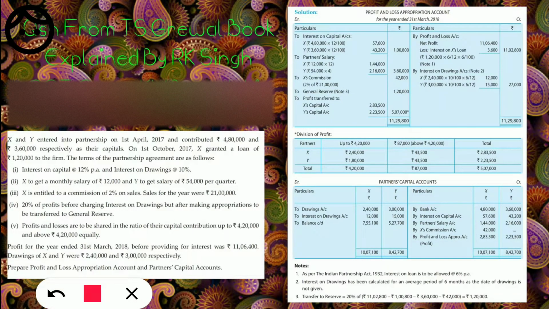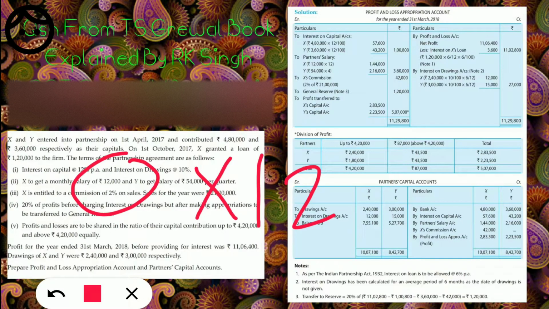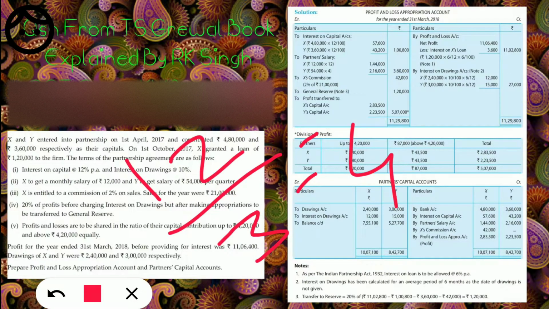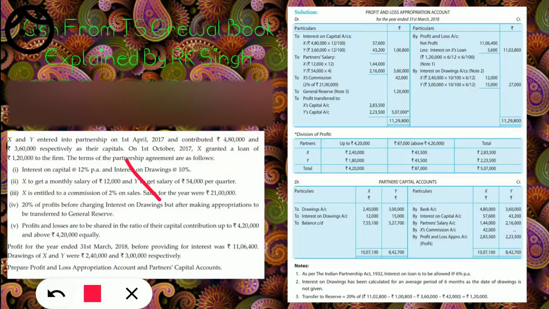Now, second point, X to get a monthly salary of rupees 12,000. It means the total year salary will be 12,000 into 12, 1,44,000. And Y to get a salary of rupees 54,000 per quarter. Per quarter means how many quarters are in a year? Divided by 3 equals to 4. Means 54,000 into 4, 2,16,000 will be salary for Mr. Y. Now this salary amount will also be credited in the partner's capital account.